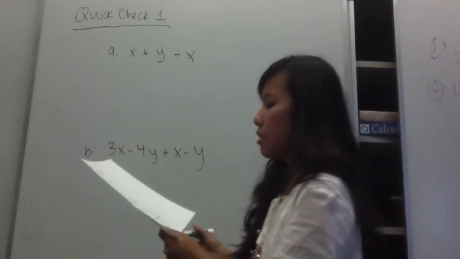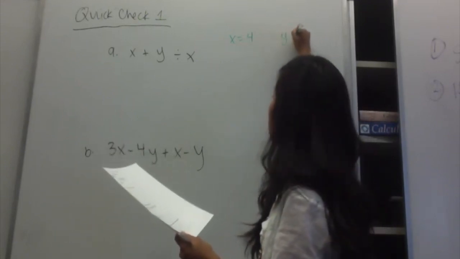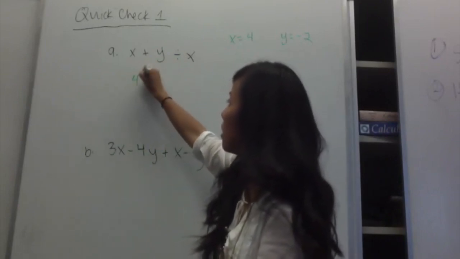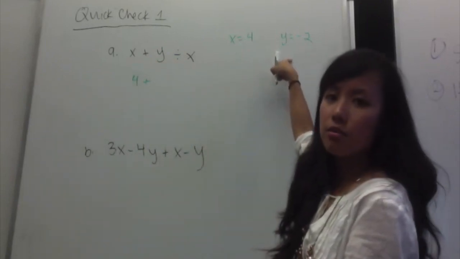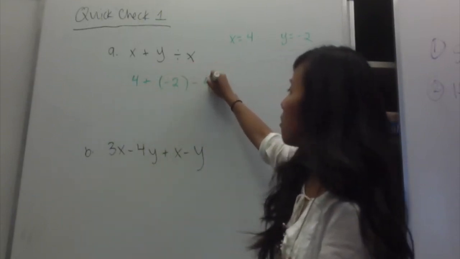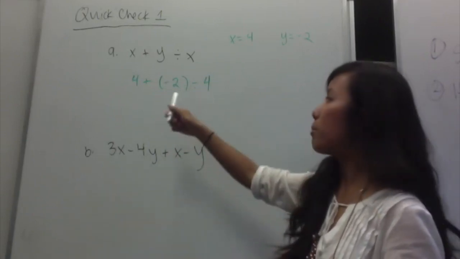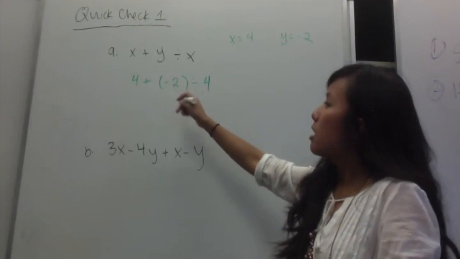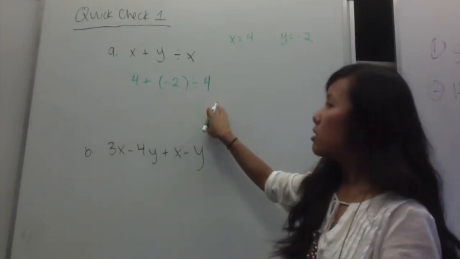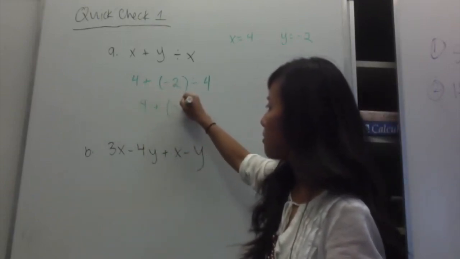So x is supposed to be 4 and y is supposed to be negative 2, okay? So let's just plug things in. X is 4, so we're going to put 4 plus, then y is negative 2, so negative 2 divided by 4. Hopefully you remember that we do division before anything else, or, well, the parentheses, I guess. But since we want to treat this as a whole number, we'll do negative 2 divided by 4.